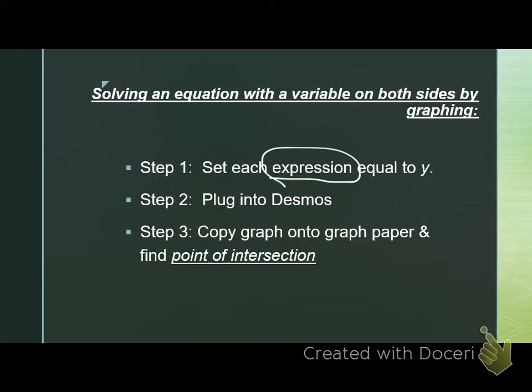Now, when we find the point of intersection, remember we're finding an ordered pair. But here's what's going to be special about today's lesson. Once we find that point of intersection, our final answer is just going to be the x-coordinate. Because if you remember that problem I showed you just a second ago, there's only one variable in the problem, and it's an x. So once we find that point of intersection, our final answer is just going to be the x-coordinate of the point of intersection.